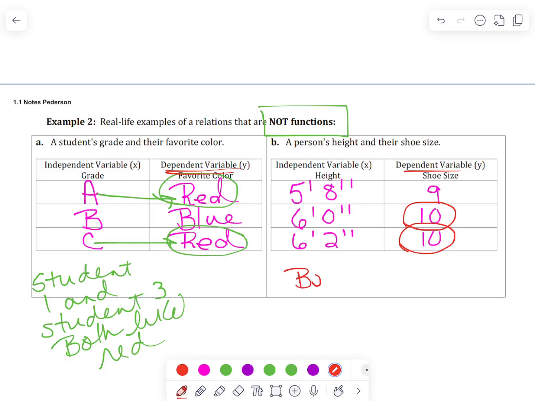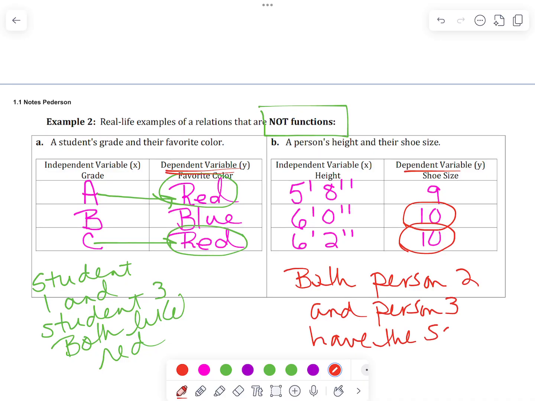Both person 2 and 3 have the same shoe size. And that's why these are not a function.